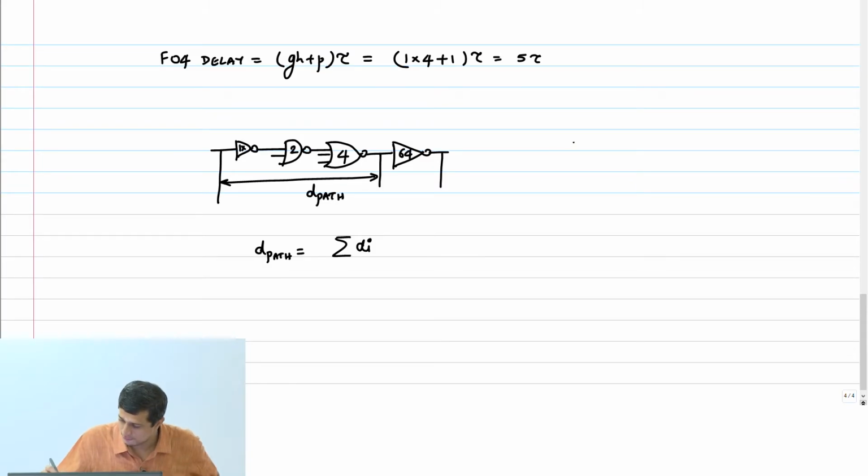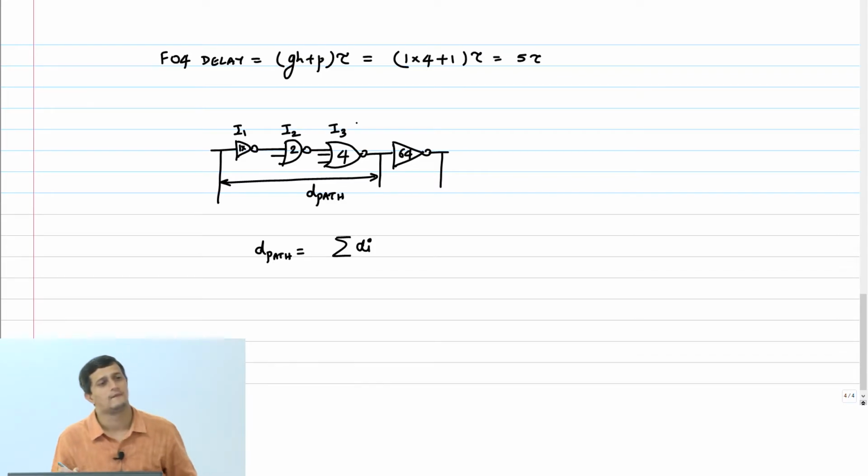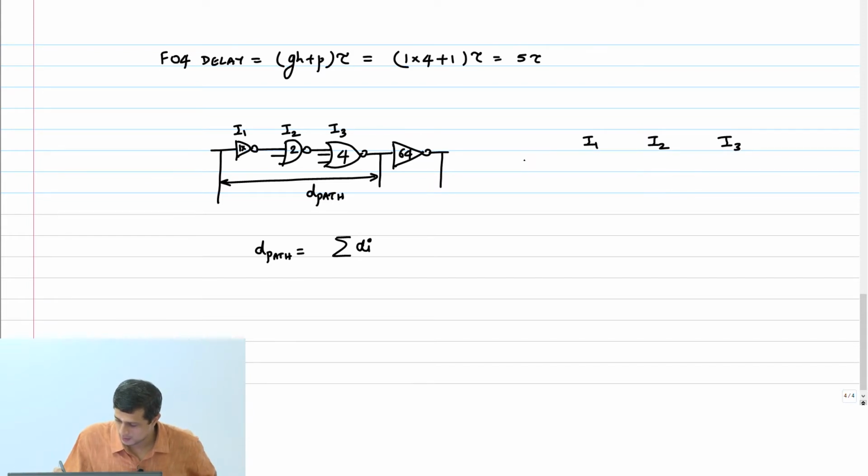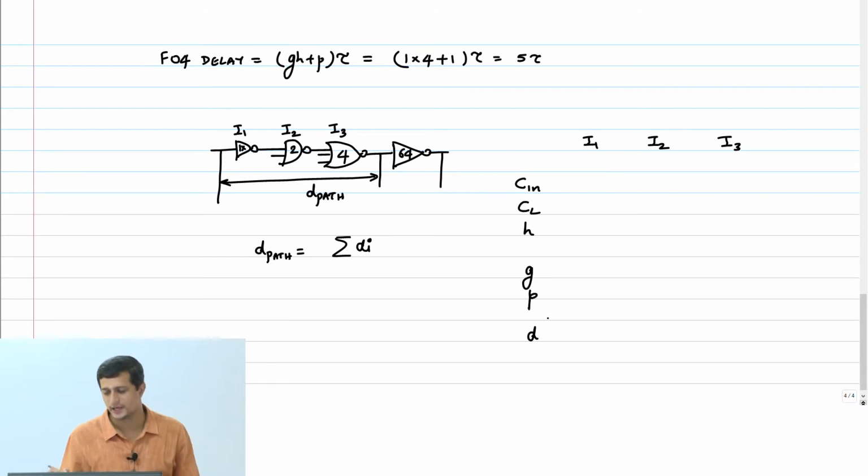So what we'll do is we will write down for, so this is I1, gate I2 and I3. Okay, I am going to now write a large table and we have to fill out these numbers for I1, I2, I3, C in, CL, load capacitance, electrical effort first, then logical effort, parasitic effort, finally delay.